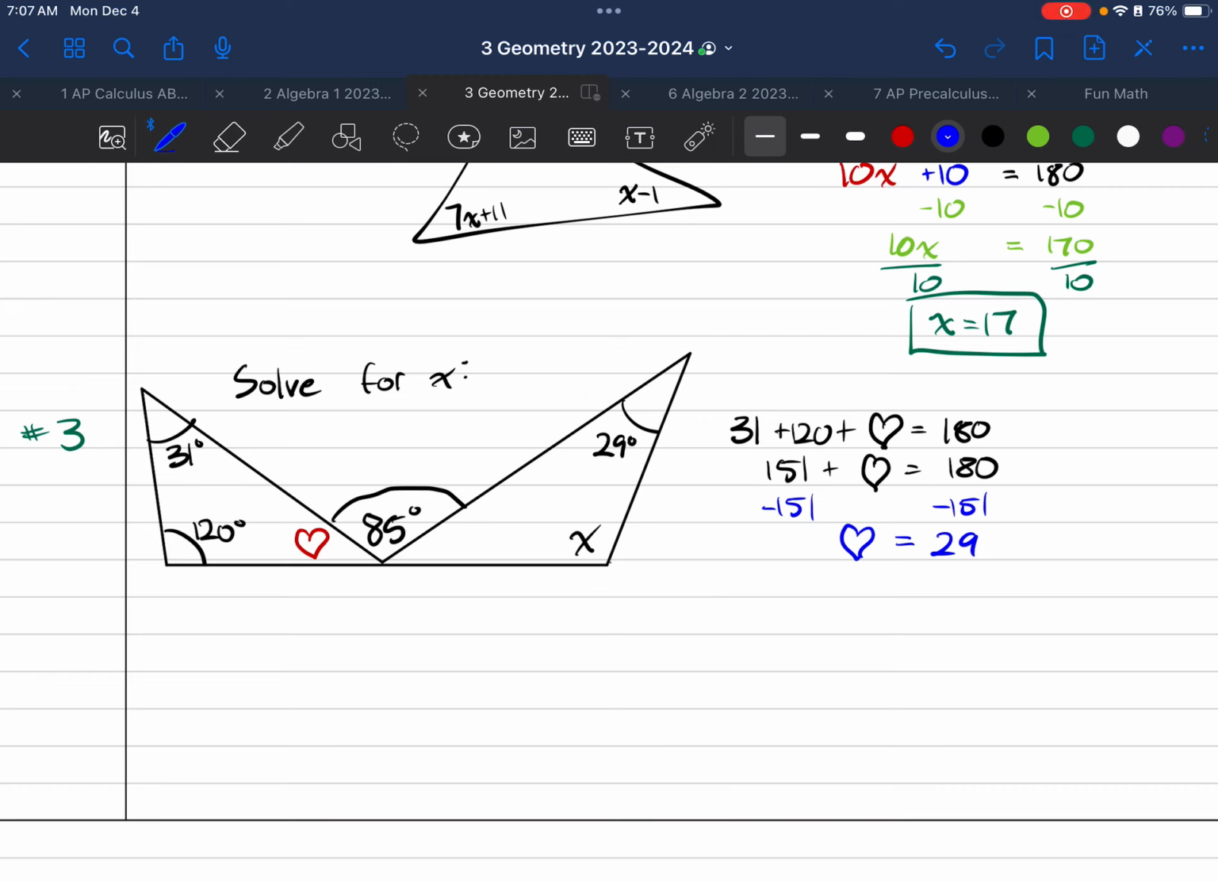I know, that just happens to be 29 degrees. That was totally random. I just chose random numbers, guys. So we now know that heart is 29.